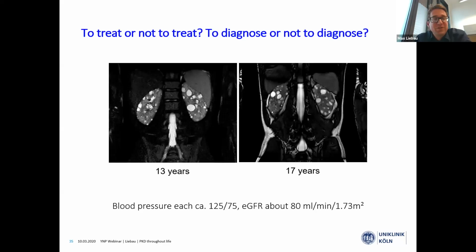So I've brought two patients of ours as examples. Would you treat them or would you not treat them? One's 13 years old, the other is 17 years old. Both have, for their age, blood pressure that is on the high side. Actually, for this 13-year-old, this is too high. Both have slightly reduced eGFR, which may also be due to the ACE inhibition that this patient is already receiving.